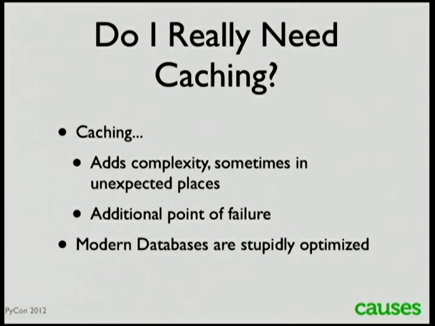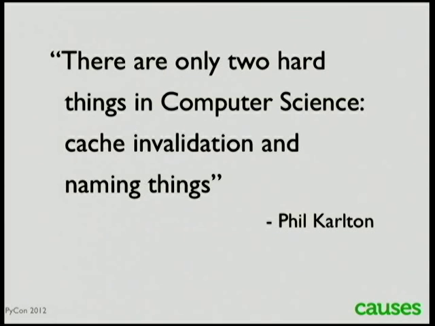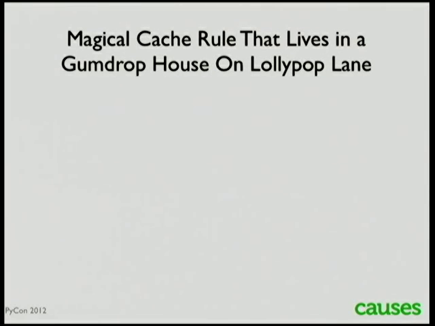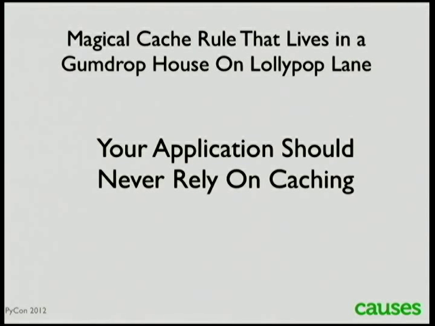So before you start using caching, now that you've thought about all this, remember there are only two hard problems in computer science: cache invalidation and naming things. I couldn't go through this talk without bringing up this quote, right? This is the famous quote. So here's the way that we can help you move on from this. Your application should never rely on caching. Never. Don't do this.